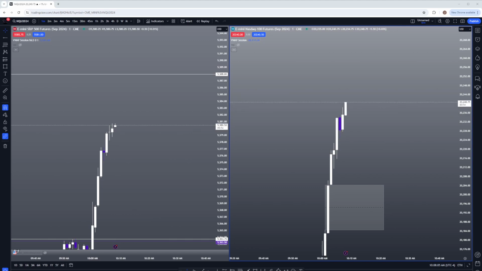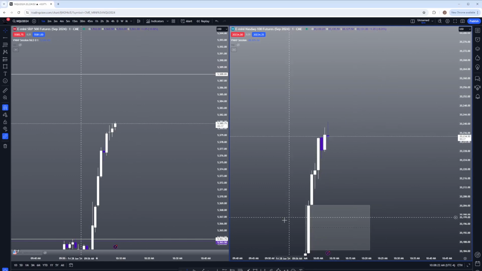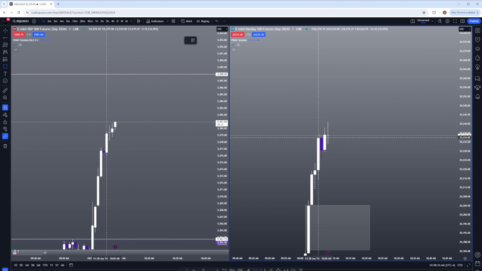So we'll see. We form a 1 minute order block. Okay, now we're starting to kind of stall up here. We have the 1 minute order block. Could see us use this as support.